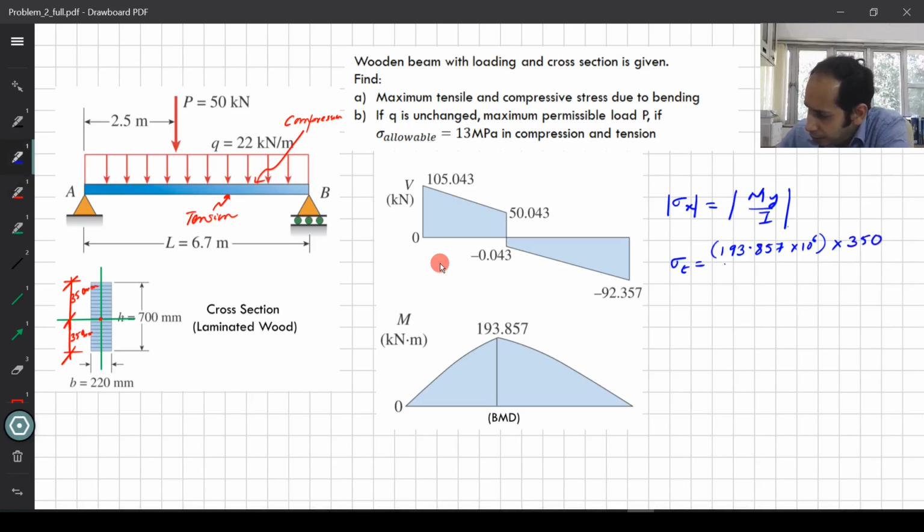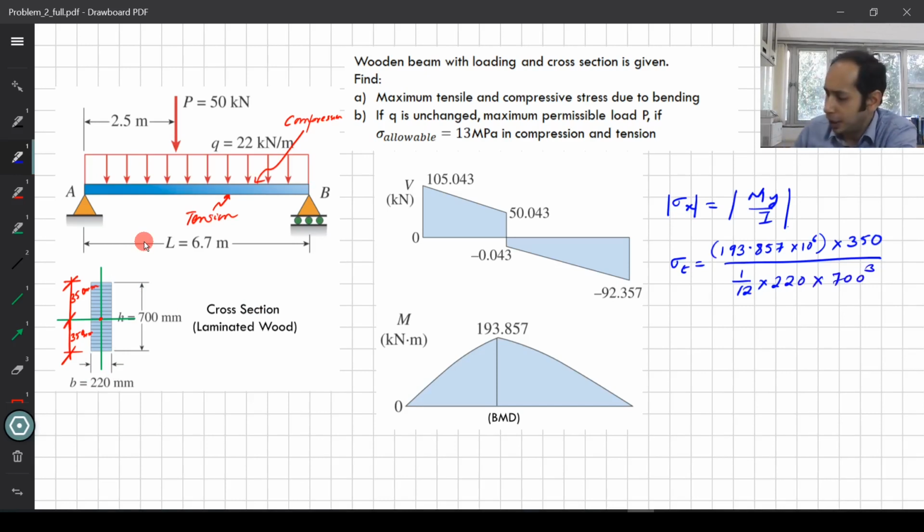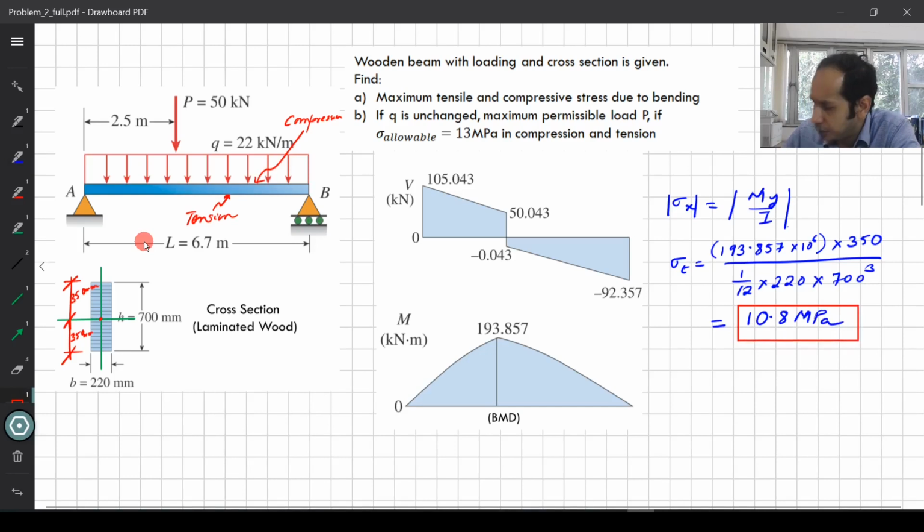350 divided by I, which for this one is going to be 1 by 12 b d cube. So it is going to be 1 by 12, b is 220 times h is 700 cubed, right? So if you solve this, you will get that sigma t comes out as 10.8 MPa. So this is your maximum tensile stress.